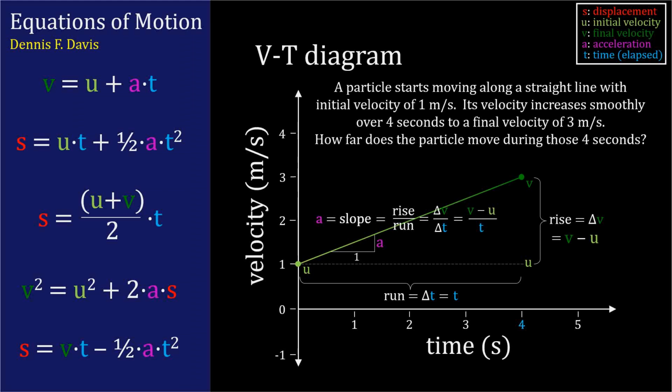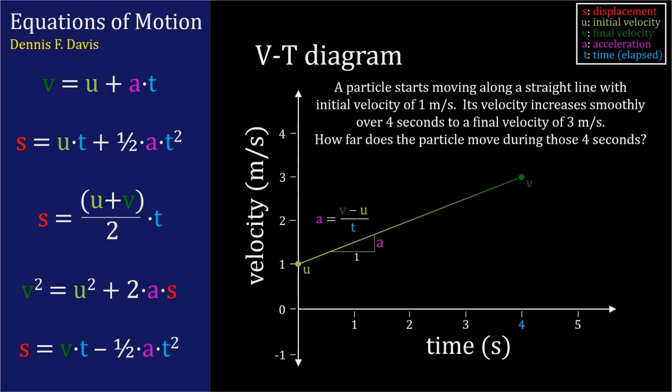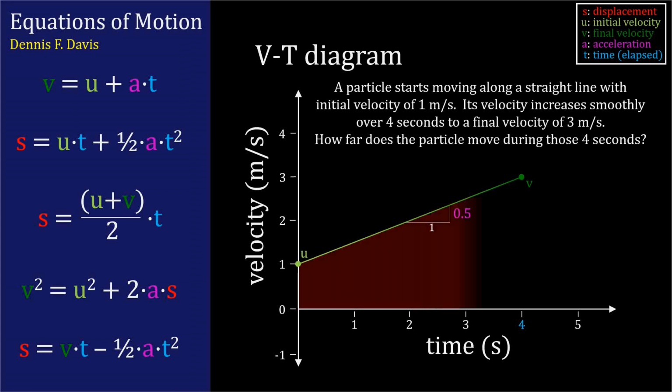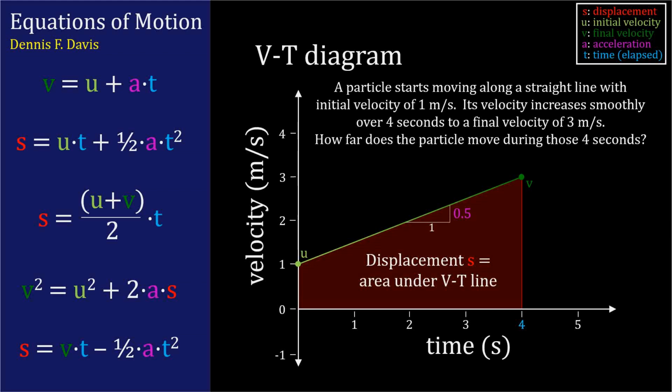We know all three variables, so it's simple to find that the acceleration is 0.5 meters per second squared, the slope of the vt line. Okay, u, v, t, and a all have geometric meanings on the vt diagram. This leaves the displacement, red S. This turns out to be the area under the vt line.